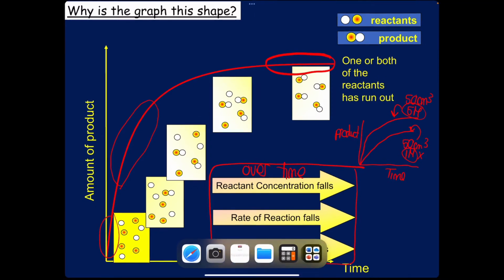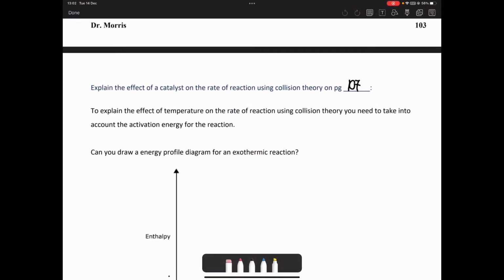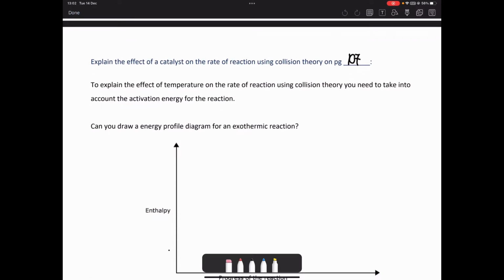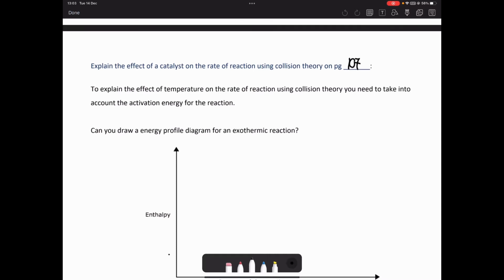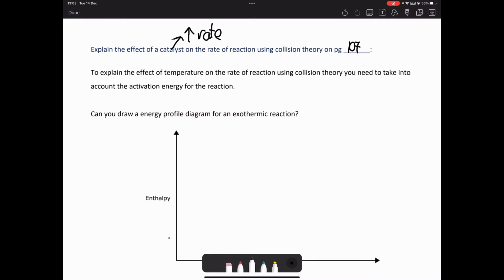And we're now going to have a look at catalysts and see can we understand a little. Okay, so I am now on page 104, and what we're going to talk about is the effect of a catalyst on the rate of reaction. So we know already that if we add a catalyst, it's going to increase our rate. We do know that piece of information already, and now we're just going to get a better understanding as to how it's going to do that.